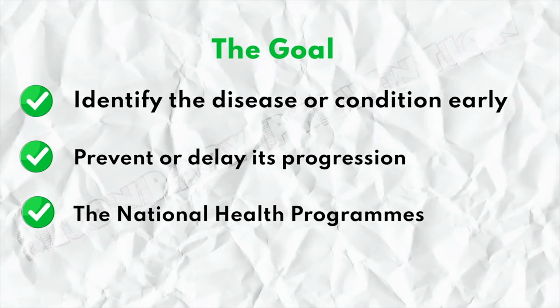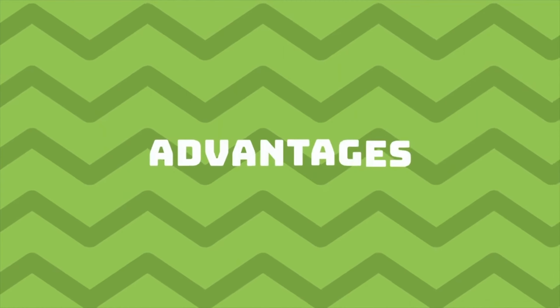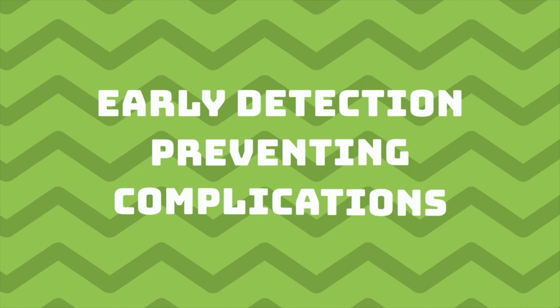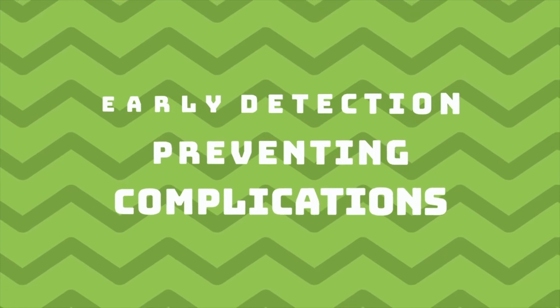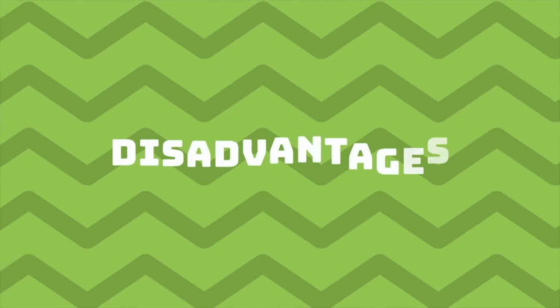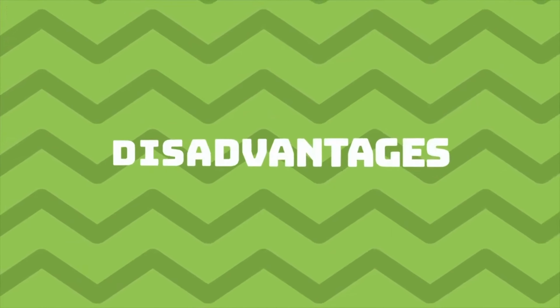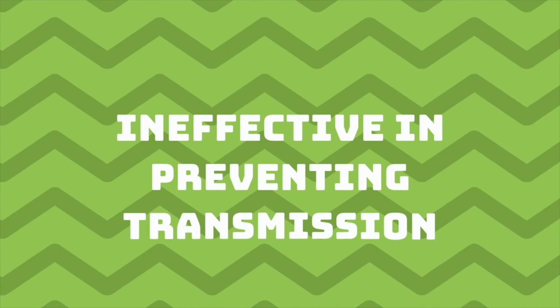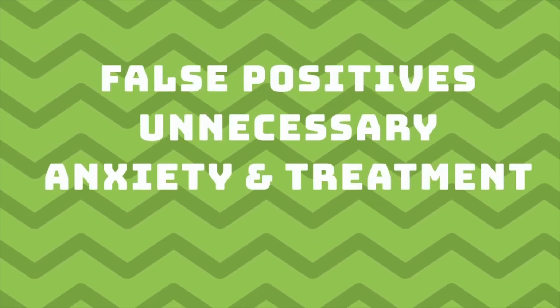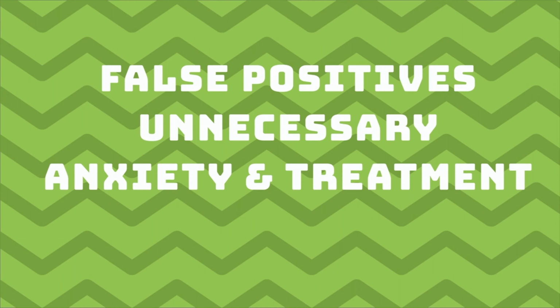A few advantages of secondary prevention are early detection, preventing complications, reduced mortality and cost effectiveness. And some disadvantages are it is ineffective in preventing the transmission of diseases, more expensive, and false positives can lead to unnecessary anxiety, further testing, and sometimes even unnecessary treatment.